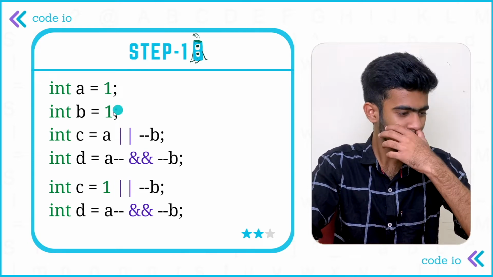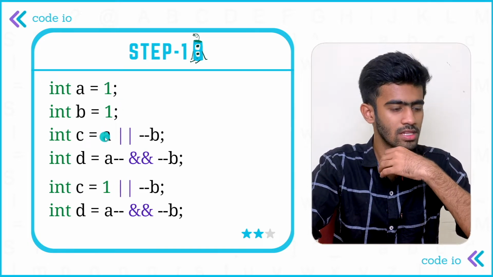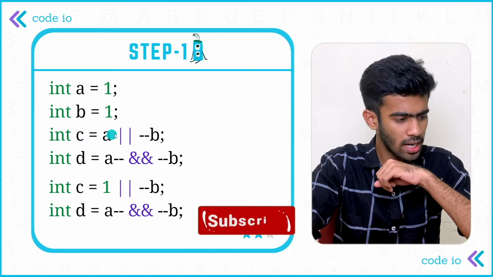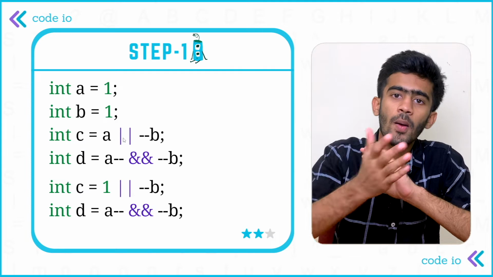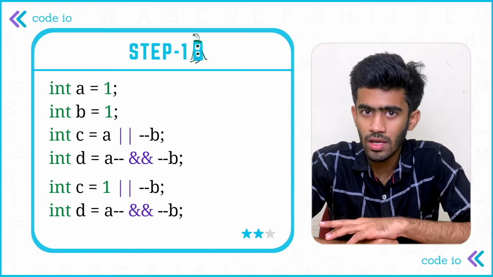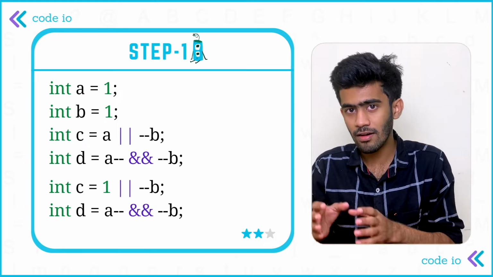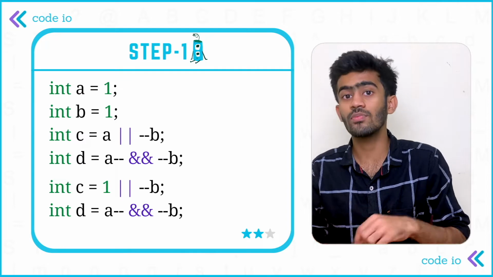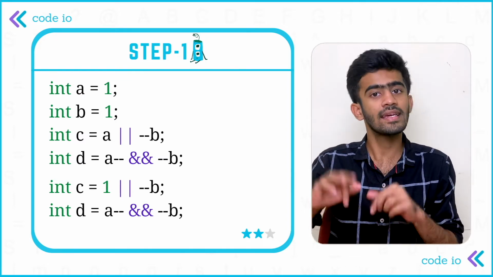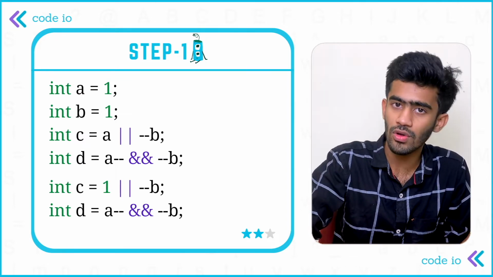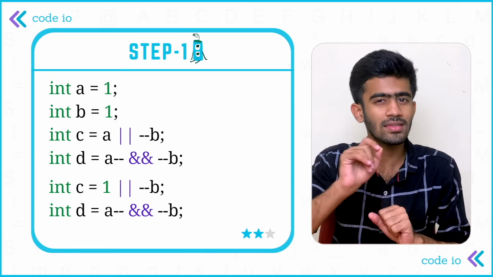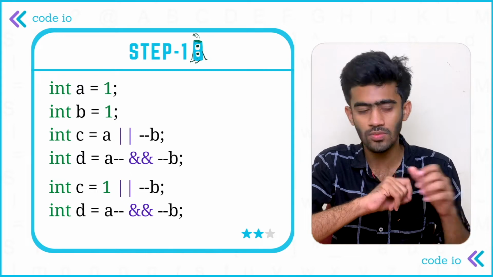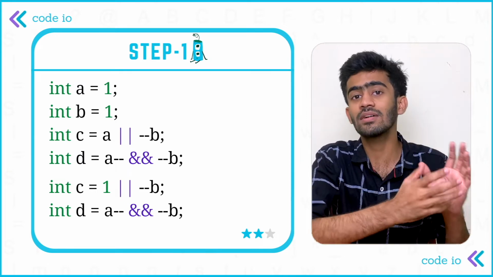So what is the value of a that is being stored here? The value of a is 1. So 1 || --b. Here --b is the pre-decrement operator, so the value of b would be taken, decremented by 1, and the decremented value would be used to evaluate this expression. That is in the usual cases, but there is a specific case being used here. This is an exception case.